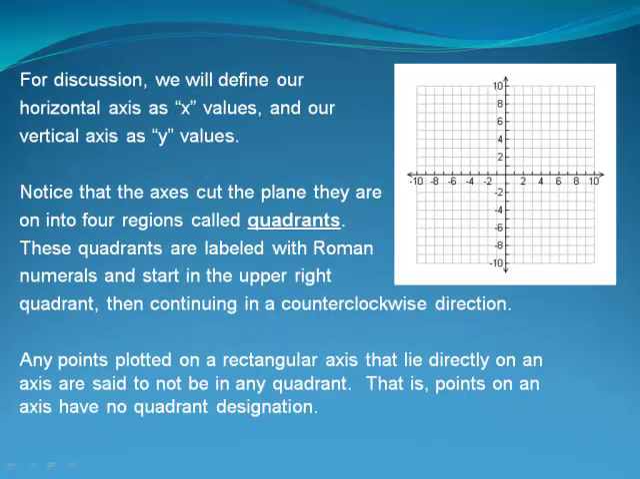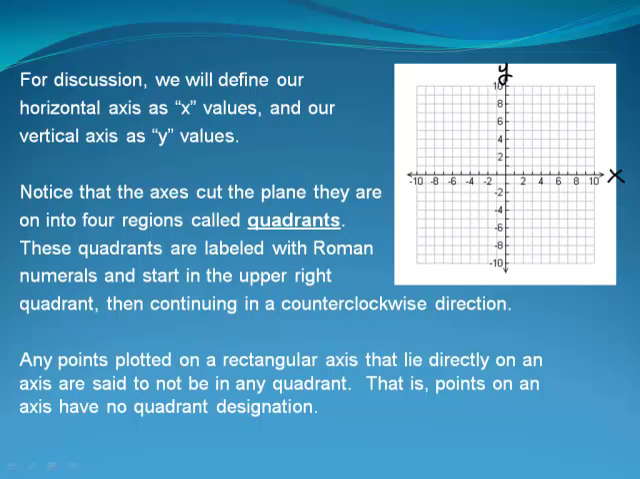For discussion, we will define our horizontal axis as x. So over here, we've got our horizontal number line. We're going to let that be our x-axis, and our vertical axis as representing our y values. So we have our x-axis running left to right and our y-axis running up and down.